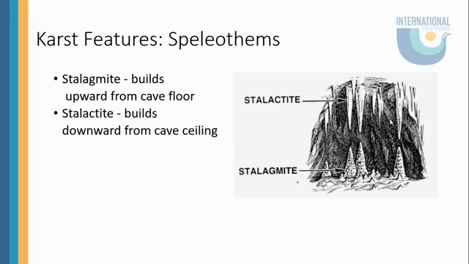This karst feature is called a speleothem. Most people know these by their other names, which are stalagmite, which means it grows from the ground because it has a G in it, and stalactite. It has a C in it, so it grows from the ceiling. These grow in gaseous oxygen. They have to have air around them for them to form.